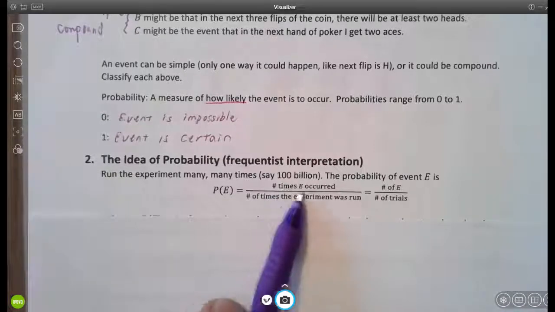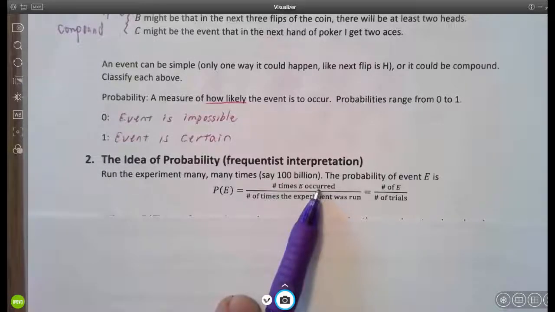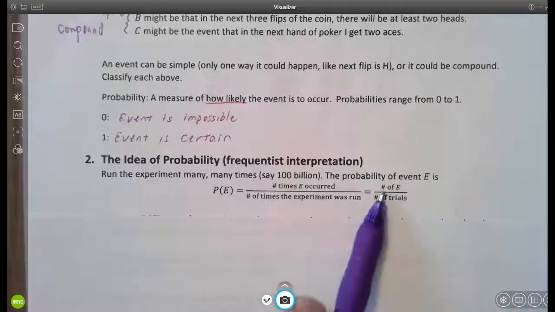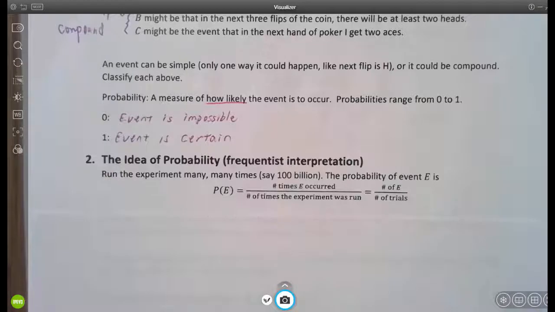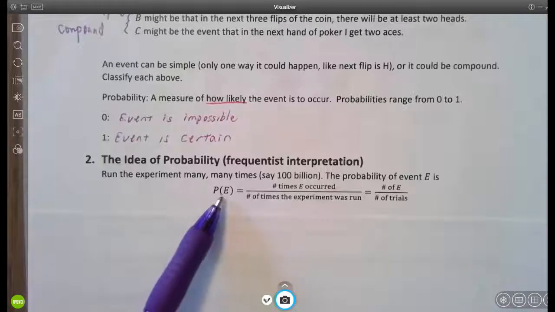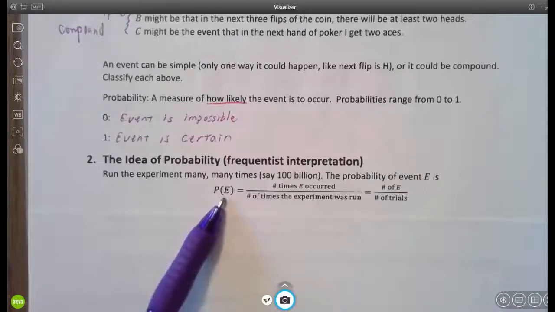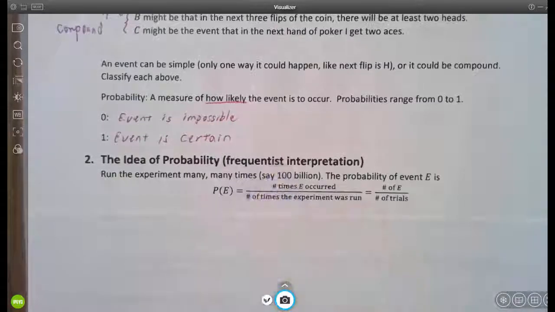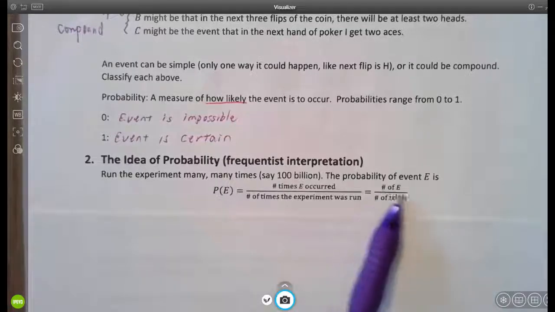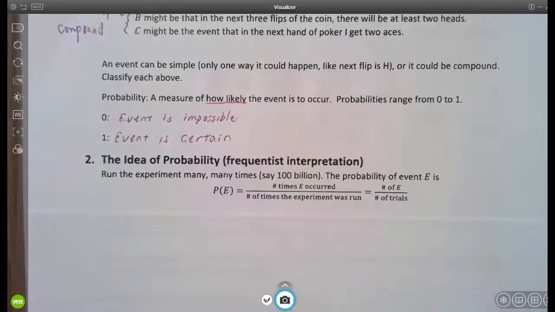You run the experiment a large enough number of times. You simply count the number of times that the event occurred, divide by the total number of times you ran the experiment. You could shorten that a little bit here. The number of times E occurs, divide by the number of trials, and that gives you an approximation to the probability that the event E occurs. So the probability of E is, theoretically, run the experiment many, many times, the number of times the event occurs divided by the number of trials.